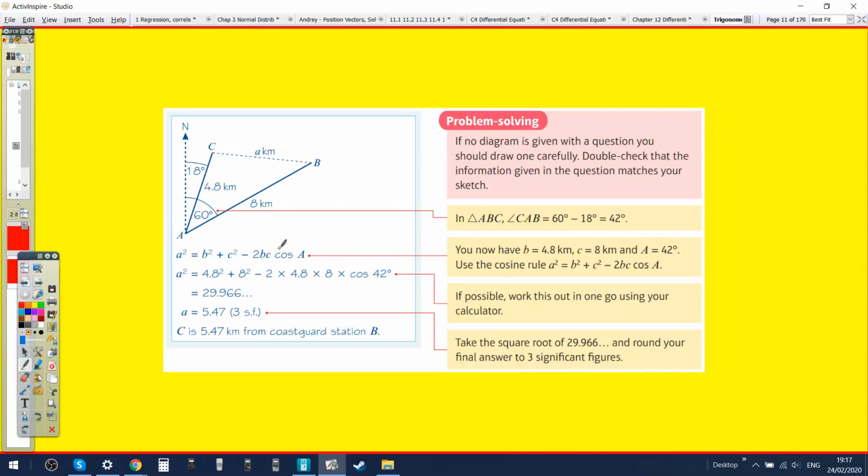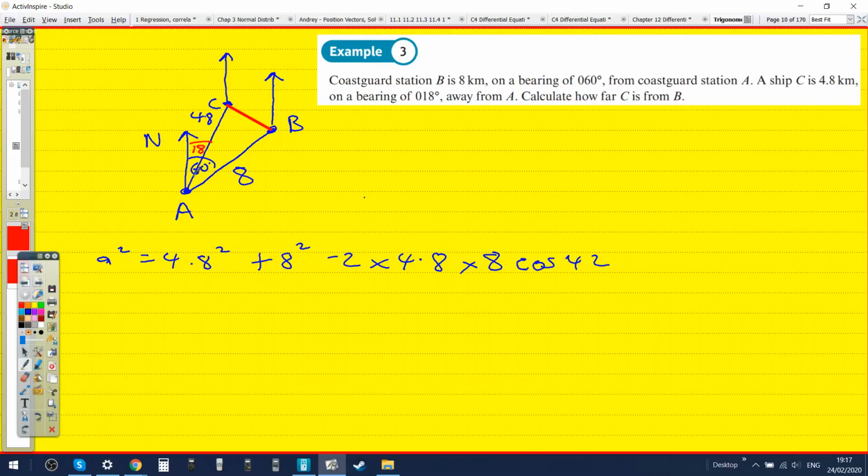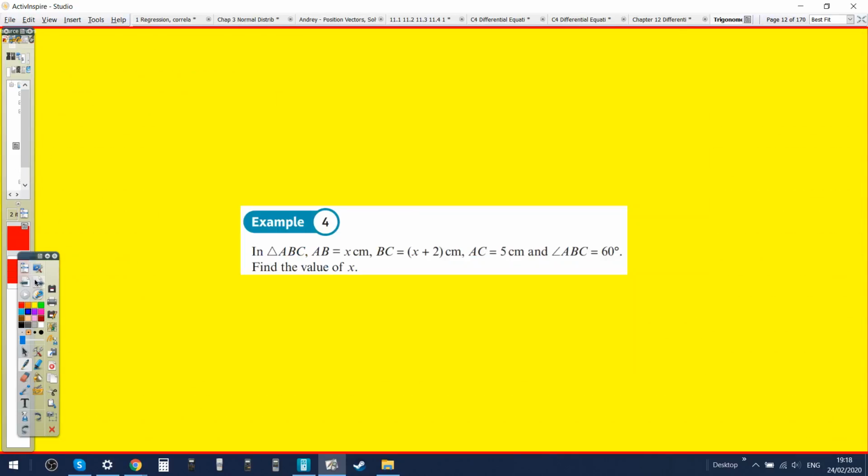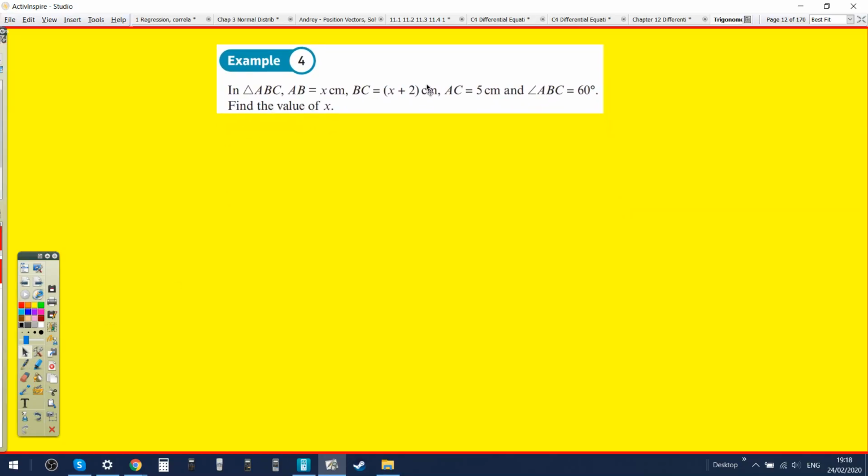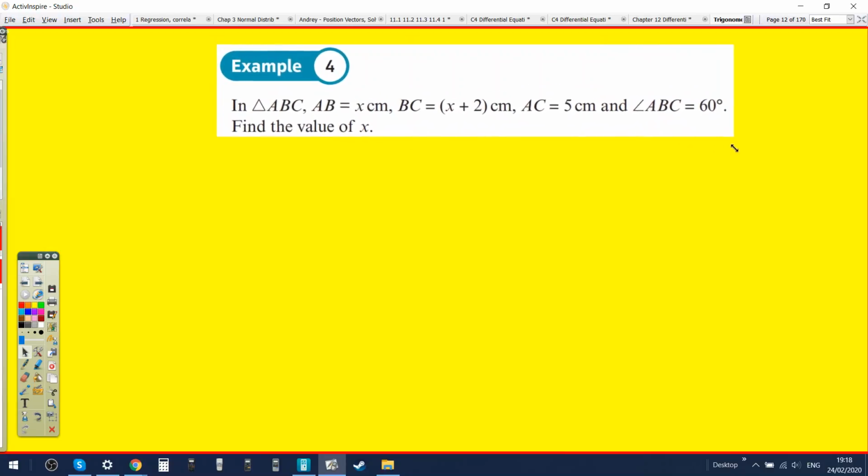Let's take a look. 4.8 squared, 8 squared, 2, 4.8, 8 cos 42. Yeah. Okay. Grand. Any questions there? No. So bearings, GCSE. Okay, well, let's try this one. Looks like a good one.